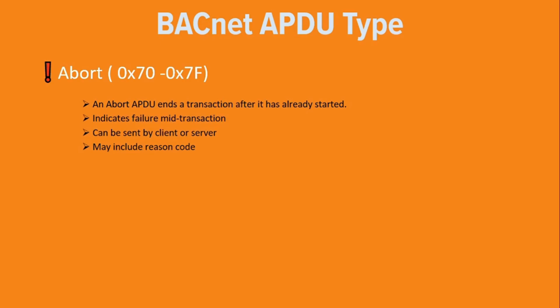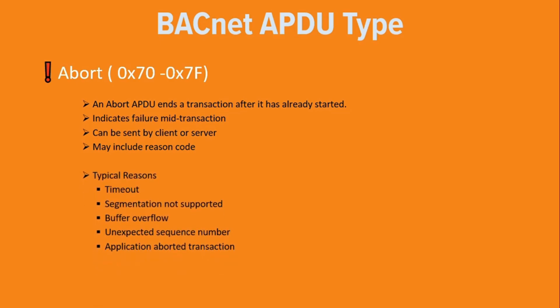And finally, an abort APDU ends a transaction after it has already started. It indicates a failure mid-transaction and can be sent by either the client or the server. It may include a reason code to explain why the transaction was stopped. Typical reasons include timeout, segmentation not supported, buffer overflow, unexpected sequence number, or the application itself aborting the transaction.